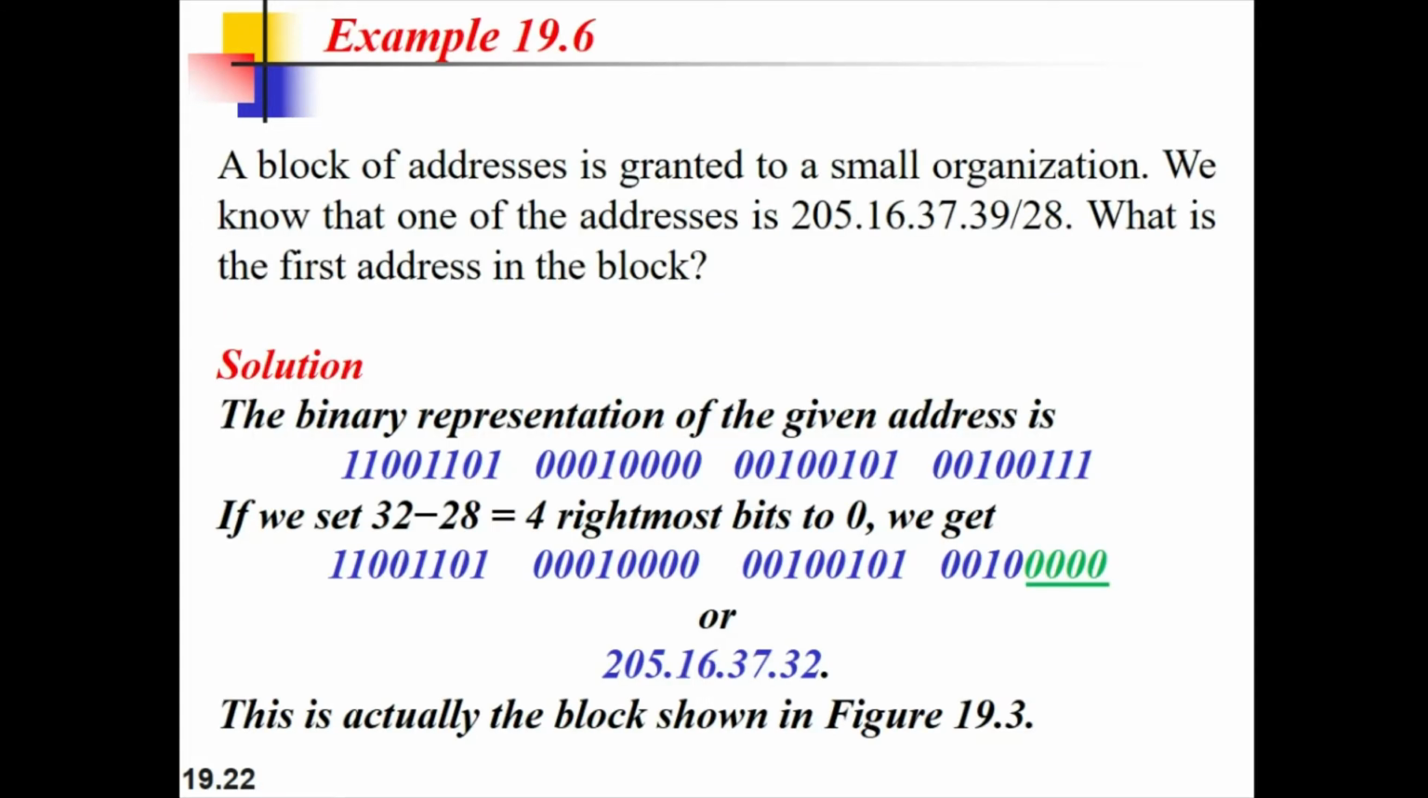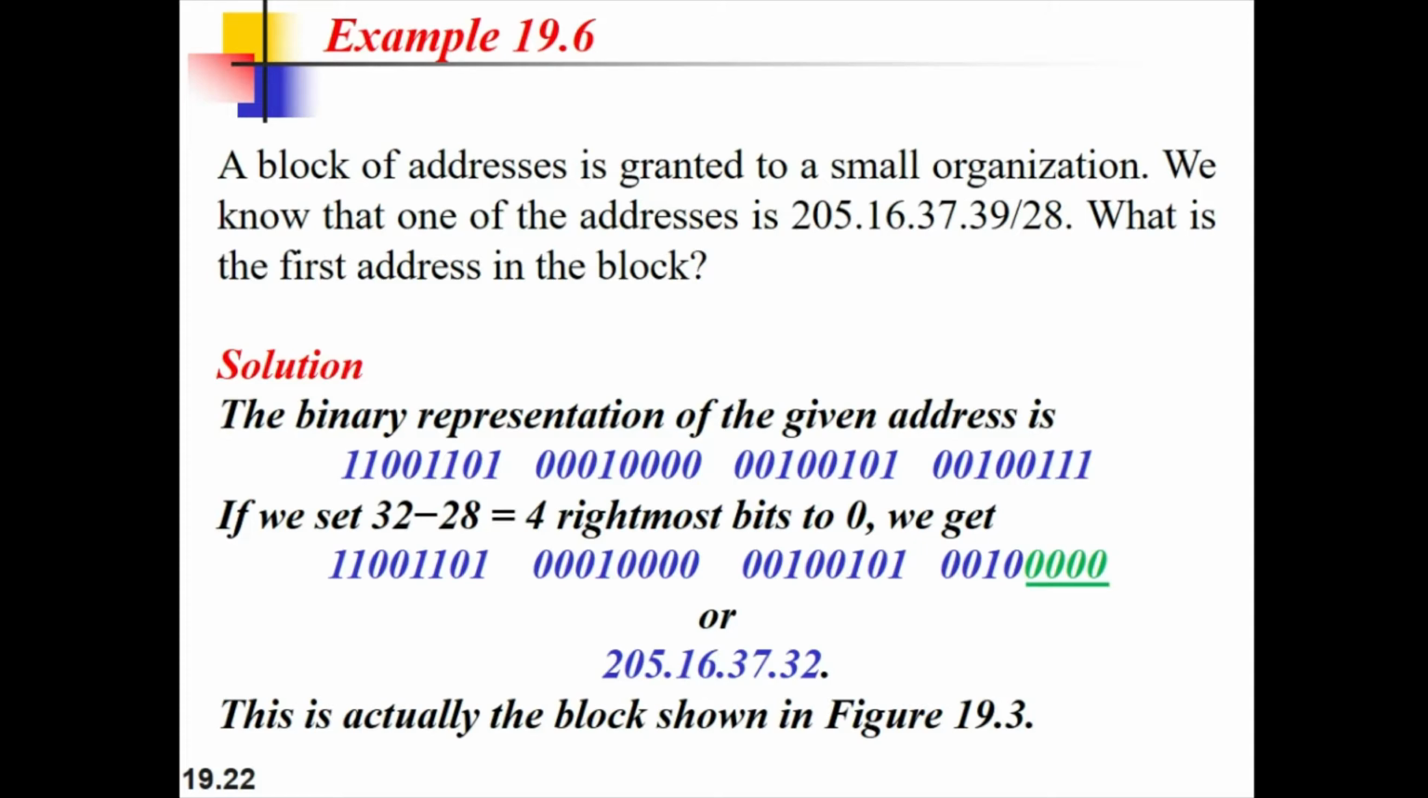Okay, example here. A block of addresses is granted to a small organization. We know that one of the addresses is 205.16.37.39/28. So we have a block of addresses, and one of the addresses is 205.16.37.39/28. The /28 here is the mask of that address. So what is the first address in the block of addresses?